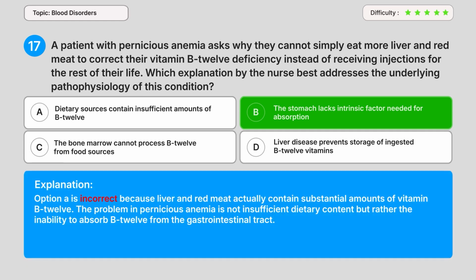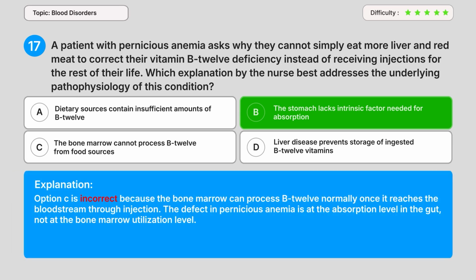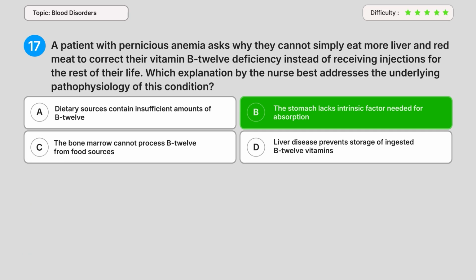Option A is incorrect because liver and red meat actually contain substantial amounts of vitamin B12. The problem in pernicious anemia is not insufficient dietary content, but rather the inability to absorb B12 from the gastrointestinal tract. Option C is incorrect because the bone marrow can process B12 normally once it reaches the bloodstream through injection. The defect in pernicious anemia is at the absorption level in the gut, not at the bone marrow utilization level.